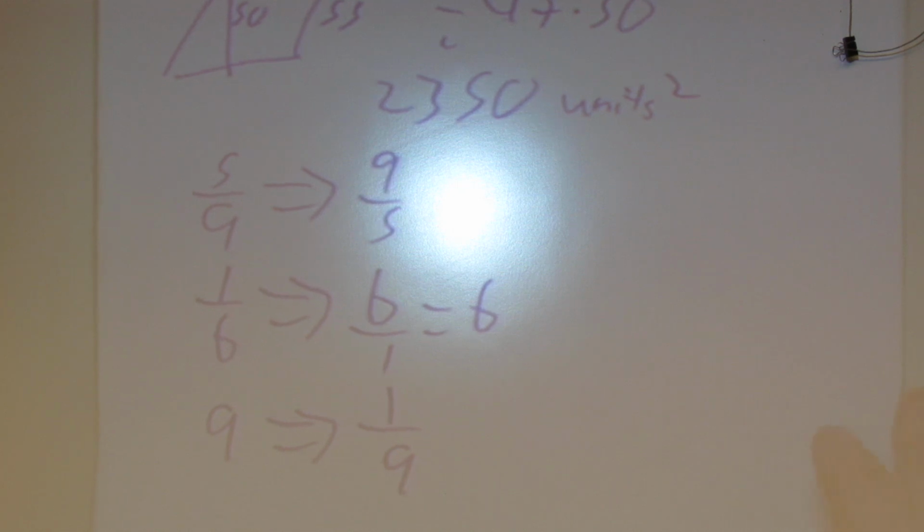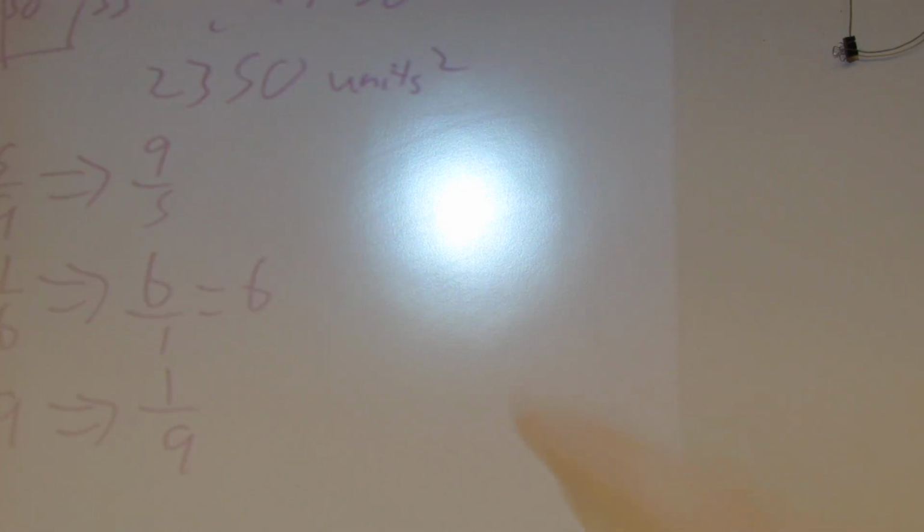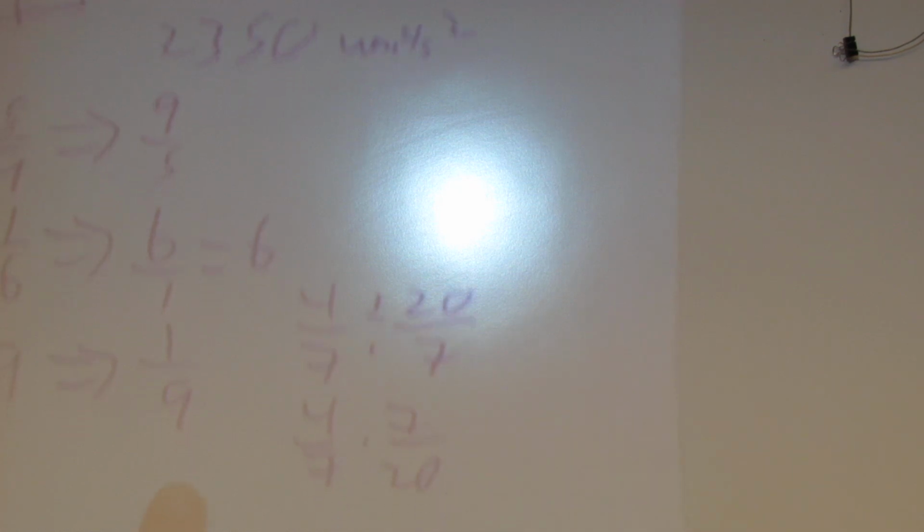Next, we're going to divide some fractions. Let's say we have 4 over 7 divided by 20 over 7. The first thing we need to do is flip the second one and multiply using the reciprocal. So 4 over 7 times 7 over 20.